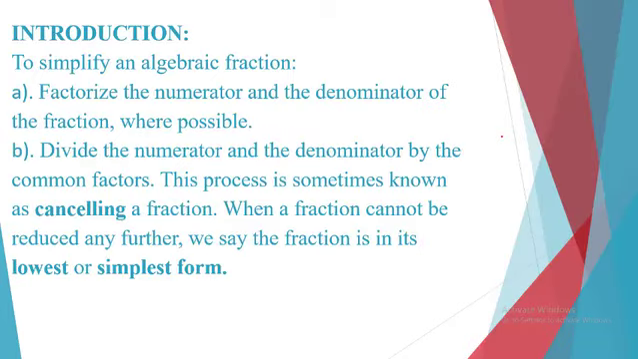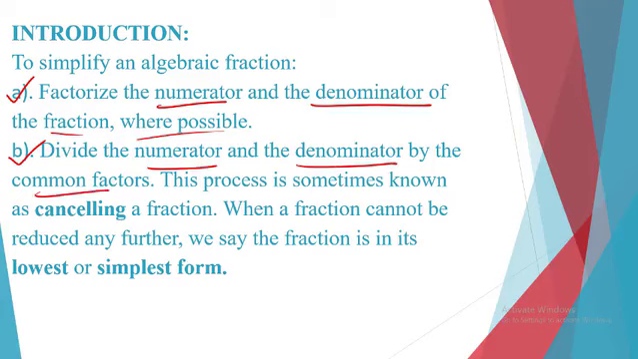Let us look at the rules we need to apply when we have algebraic fractions. The first thing we need to do is to factorize the numerator and the denominator of the fraction, if it is possible. Then after that we need to divide the numerator and the denominator by the common factors. The process of dividing the numerator and the denominator by the common factor is what we call cancelling a fraction.